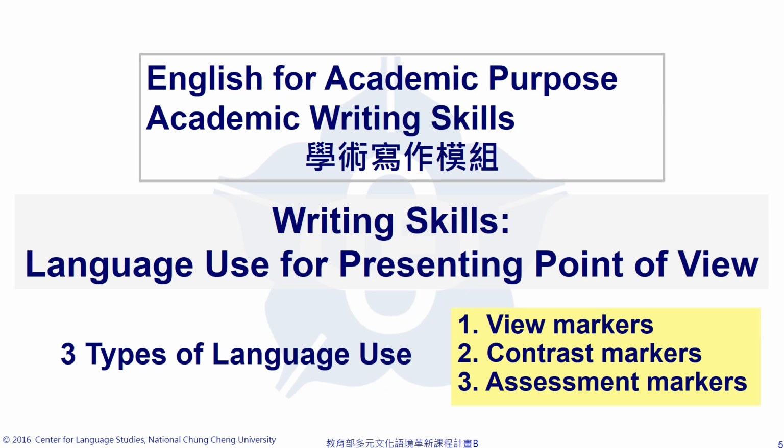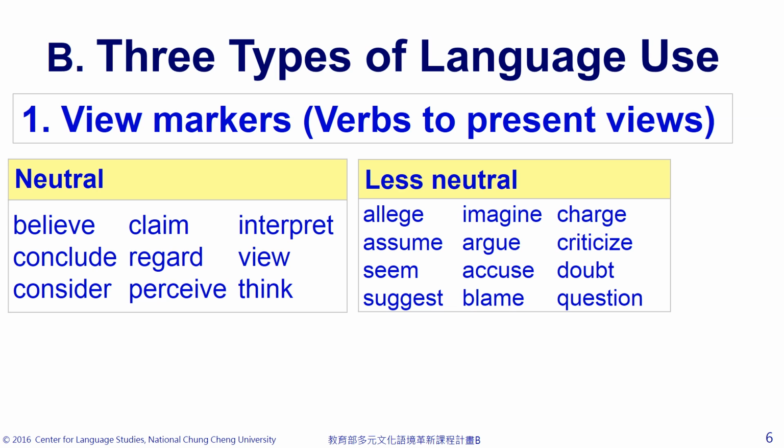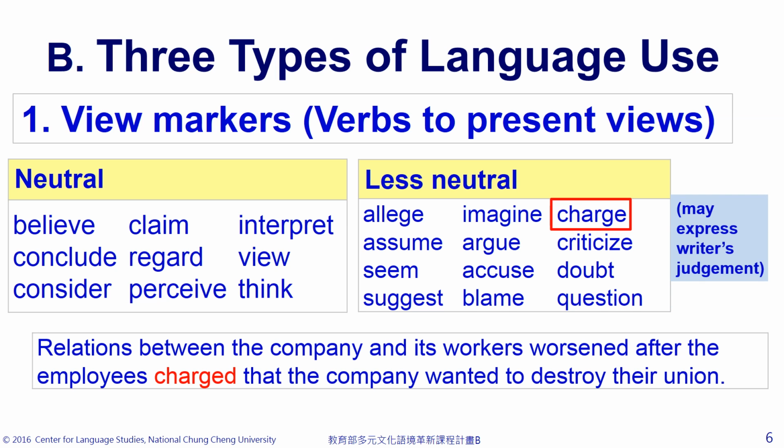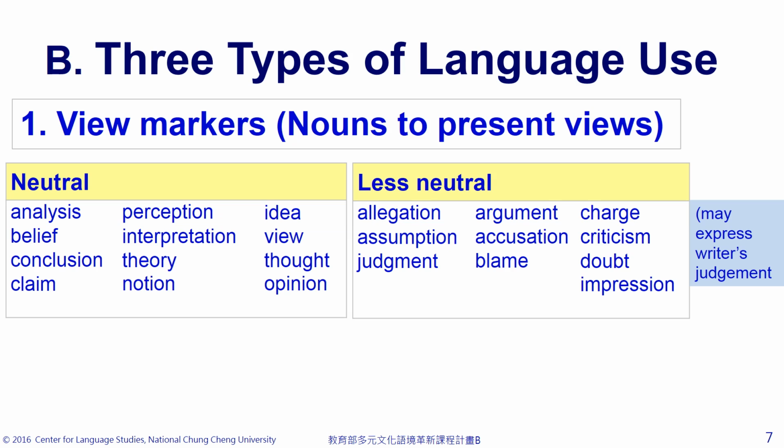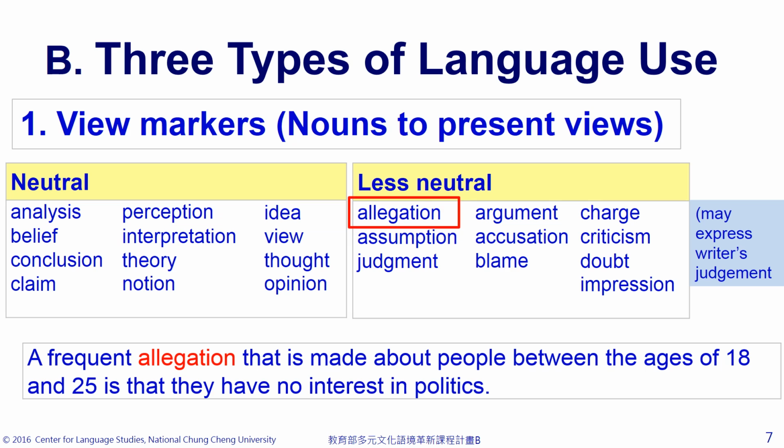Now, let's move on to learn 3 types of language use: the view markers, contrast markers, and the assessment markers. First, to present views, we can use these verbs as view markers. Some verbs are more neutral, while some verbs contain the writer's judgment. For example, by using the verb charge, we publicly say the company has done something wrong or unpleasant. Nouns can also be used as view markers. For example, allegation is an assertion made without proof.